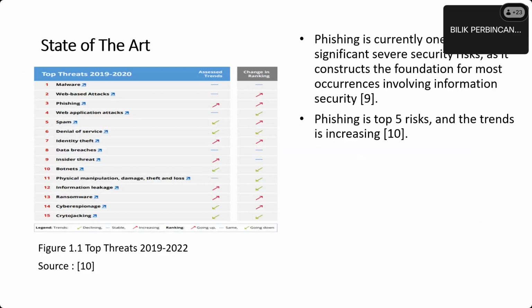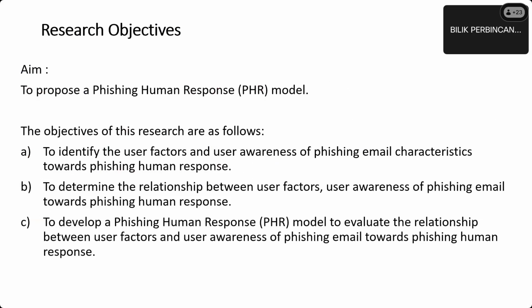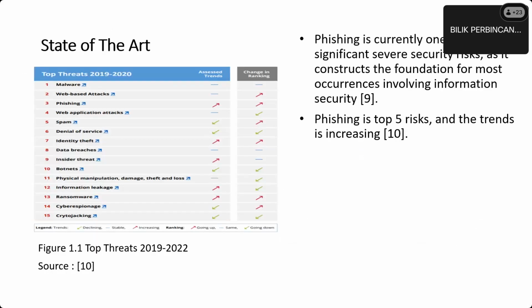Okay, basically now, phishing is currently one of the most significant severe security risks as it constructs the foundation for most occurrences involving information security. Okay, here we have a figure showing the top threats from 2019 until 2020, and until now, phishing is still in the top 5 of the most significant severe security risks.